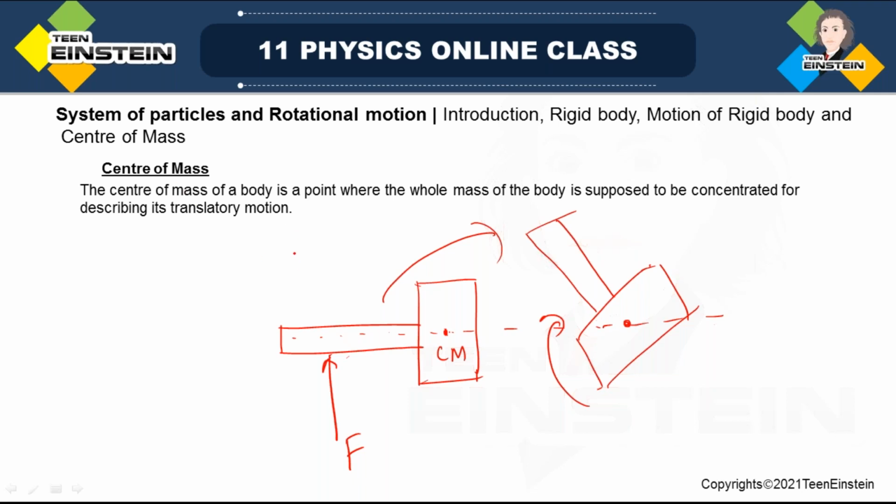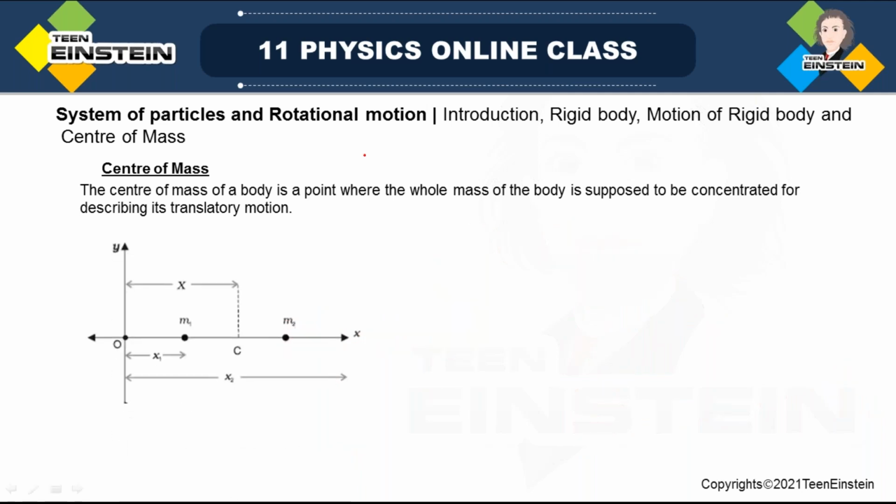So the center of mass concept is very important. Whenever we apply an external force for translational motion, the line of action of the force should pass through the center of mass. Here the line of action is not going through the center of mass. So in this case, you have rotation about the CM, the center of mass.